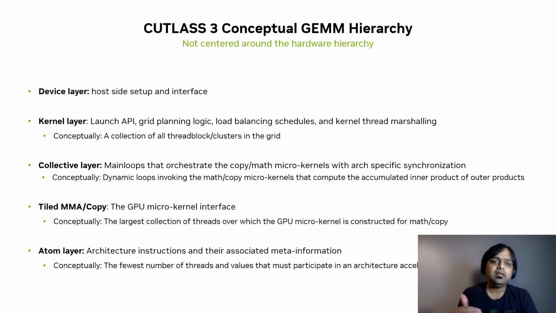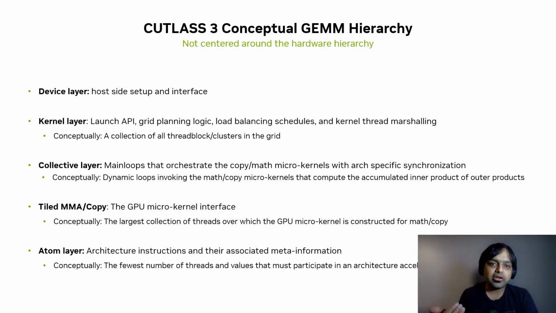Underneath is the collective layer, which represents the largest group of threads cooperating to perform a particular math or copy operation. These threads also orchestrate some of the outer loops in the gemm computation, which are dynamic in nature, and in addition to that, provide synchronization primitives needed to perform the computation. This is the composition point for algorithms, say, which want to fuse operands immediately prior to the main loop or wish to orchestrate the main loop itself slightly differently, like in the case of 3x TF32 kernels.